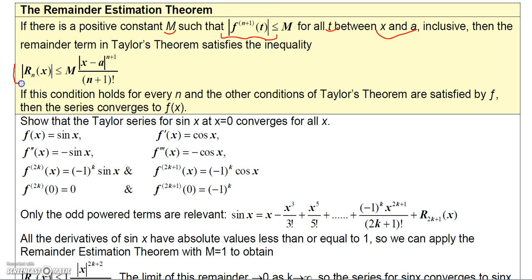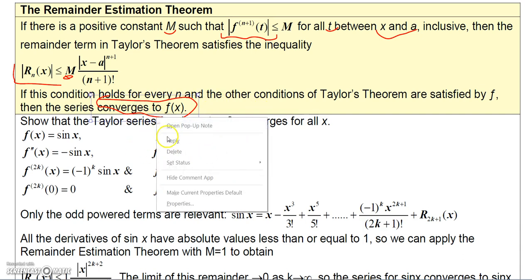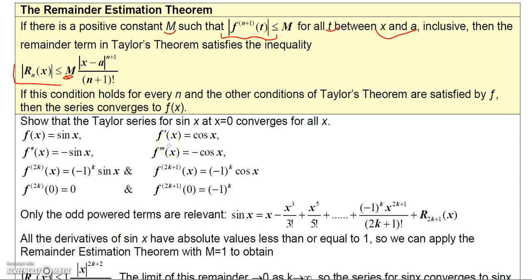So the absolute value of the remainder term is going to be less than or equal to that number M times the absolute value of x minus a to the n plus 1, divided by (n+1) factorial. And if this condition holds for every n, and the other conditions of the theorem are satisfied by the function, then the series will actually converge to f of x. So let's take a look at an example of this. That way you'll understand how all of these terms play a role.